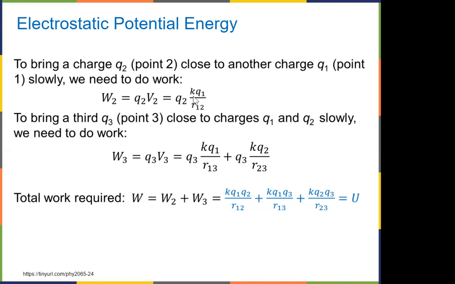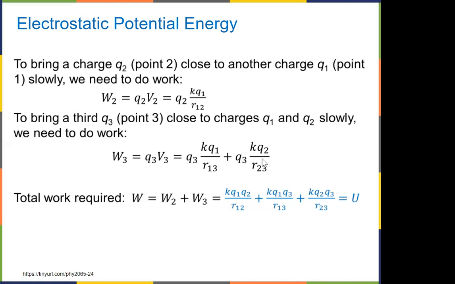Now imagine you are bringing a third charge close to Q1 and Q2 that are already in space, separated by R12. Then the work needed will be equal to Q3 times V3. If Q3 is at a different location, the work done will be Q3 times V1, plus Q3 times the potential of the second charge.